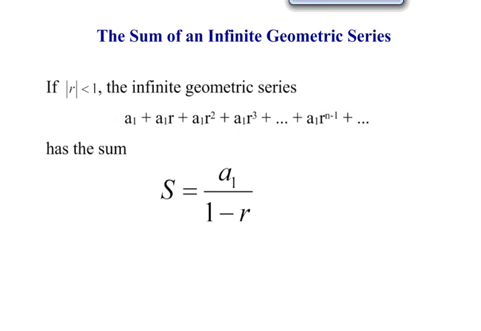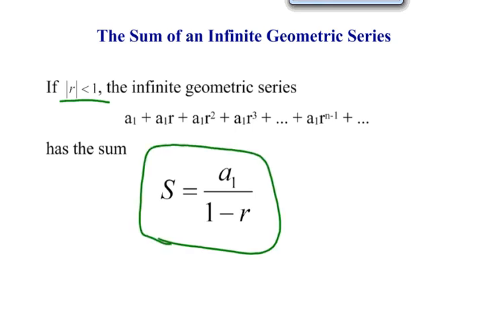Now, when we identify a geometric series as being infinite, and we mostly do that by recognizing that the common ratio is less than 1, then we simply apply this formula right here. The sum would equal a sub 1 divided by 1 minus r. And we know a sub 1 is the first term, and we know r is the common ratio.